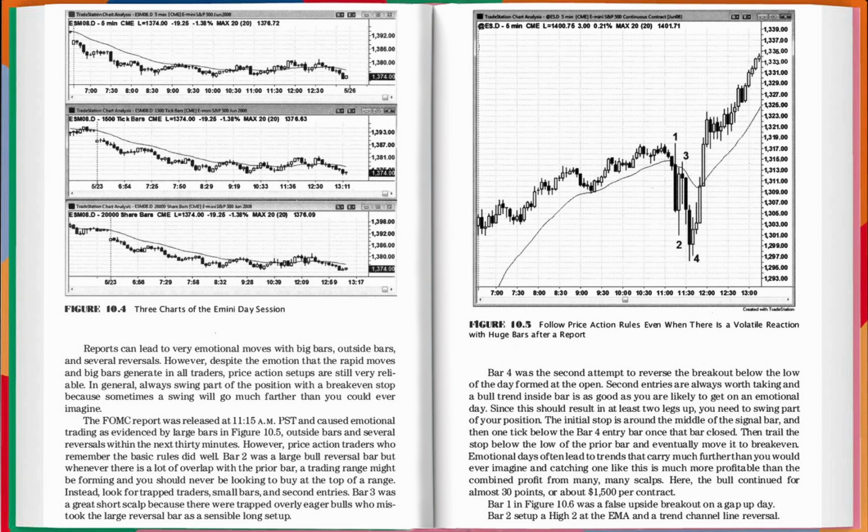Bar 4 was the second attempt to reverse the breakout below the low of the day formed at the open. Second entries are always worth taking, and a bull trend inside bar is as good as you are likely to get on an emotional day. Since this should result in at least 2 legs up, you need to swing part of your position. The initial stop is around the middle of the signal bar, and then 1 tick below the bar 4 entry bar once that bar closed. Then trail the stop below the low of the prior bar and eventually move it to break-even.